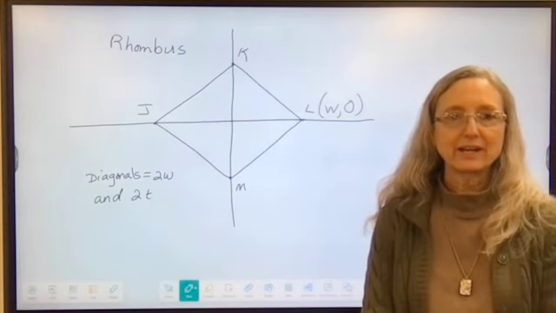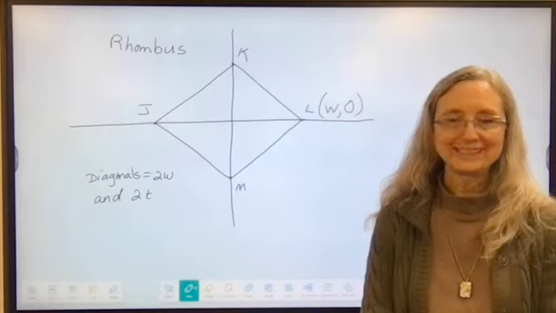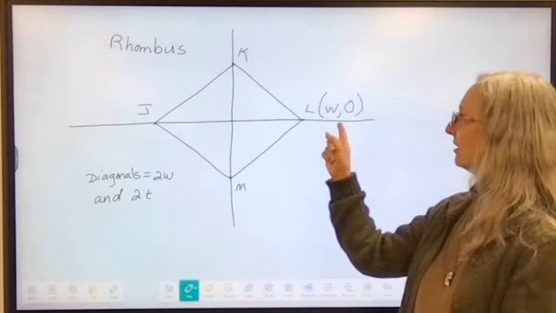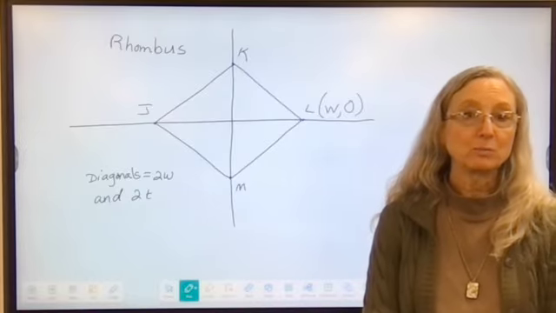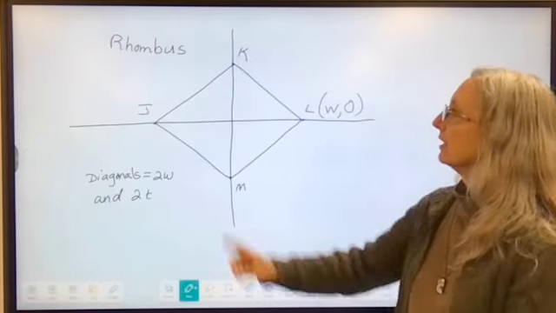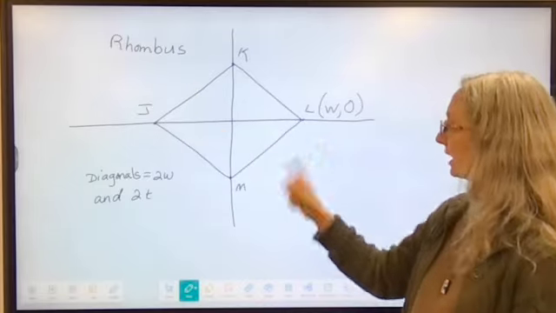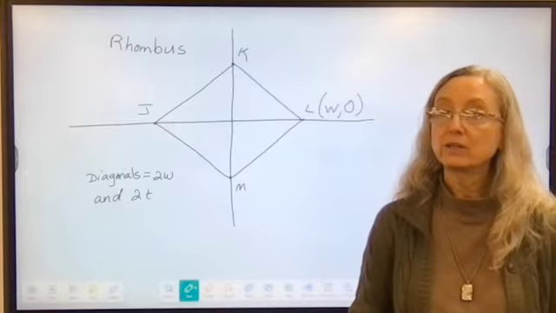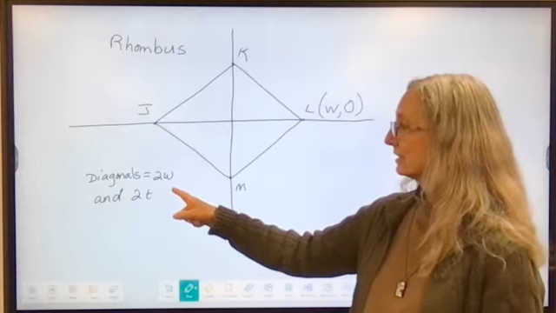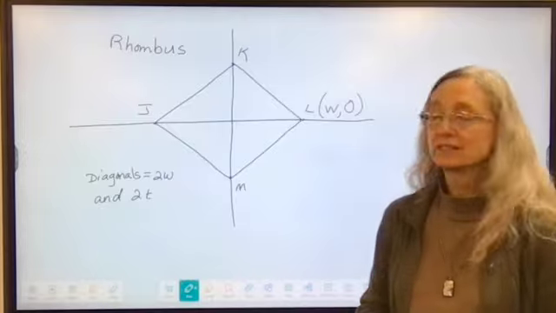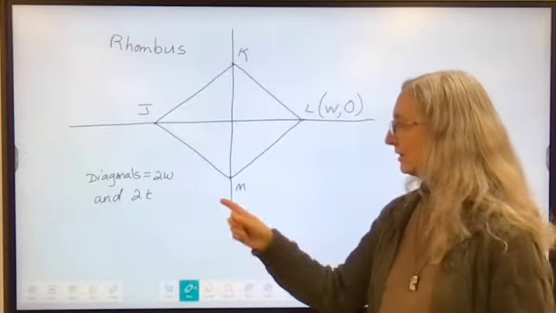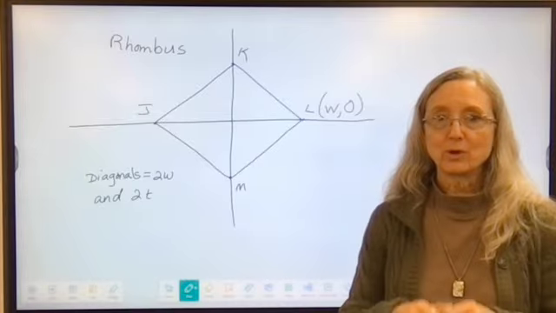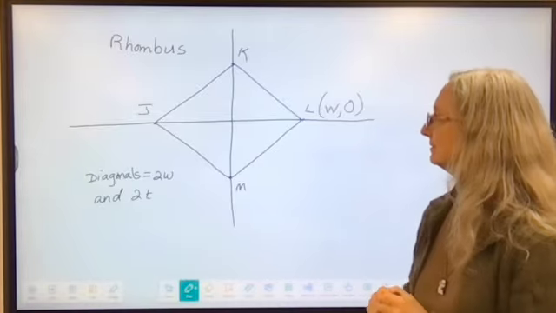Here is a rhombus that I've roughly sketched on a coordinate plane. No numbers, just letters. I'm given that L, its coordinate is W, 0. I'm told it's a rhombus, JKLM. This is definitely 0, 0, and the only thing I know about this rhombus is that the lengths of the diagonals, one has a length of 2W, and the other has a length of 2T.